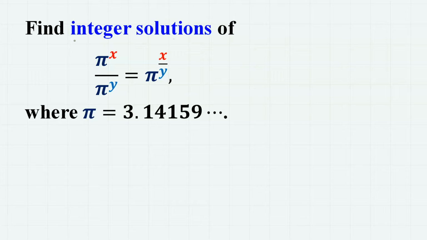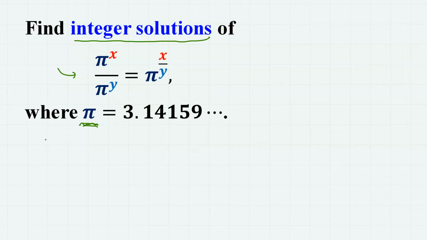Today we are going to find the integer solutions to the given equation. So the equation looks like this. Pi to the power of x over pi to the power of y equals pi to the power of x over y, where this pi is the famous irrational number 3.14159. But this pi is really not that important.